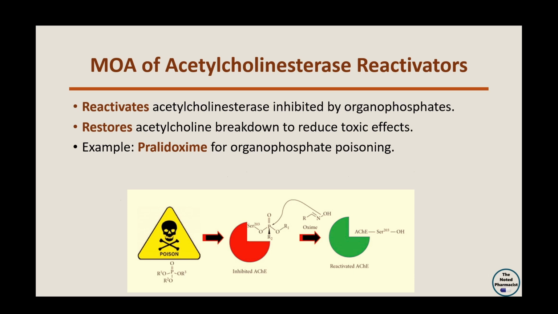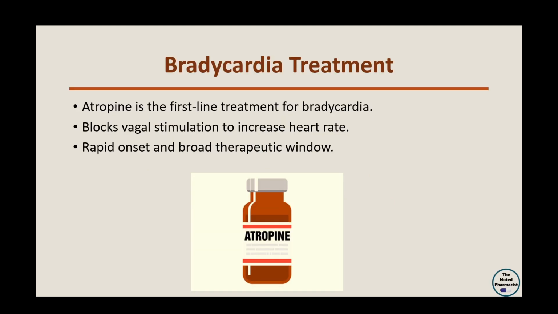We want to look at indications and clinical uses in greater detail. Anticholinergics play a pivotal role in managing diverse clinical conditions by targeting the parasympathetic nervous system. The first approved indication for this class is the treatment of bradycardia, with atropine as a cornerstone agent. Atropine effectively increases heart rate by blocking vagal stimulation, making it indispensable in acute settings like cardiac arrest. Its rapid onset and broad therapeutic window underscore its suitability for this life-saving application.